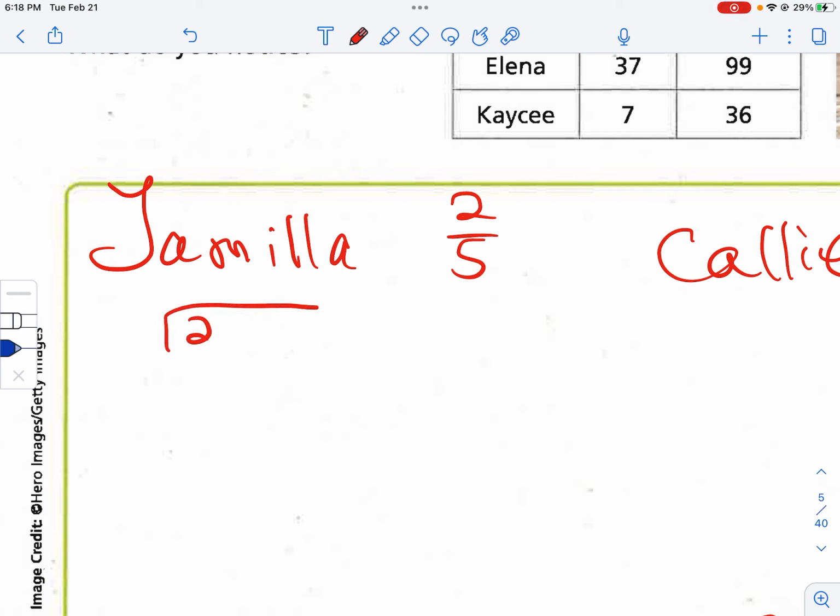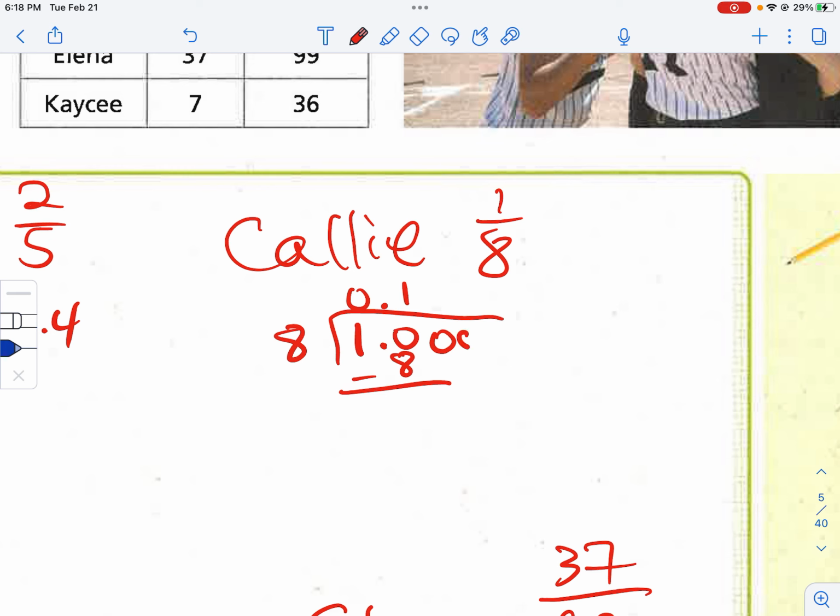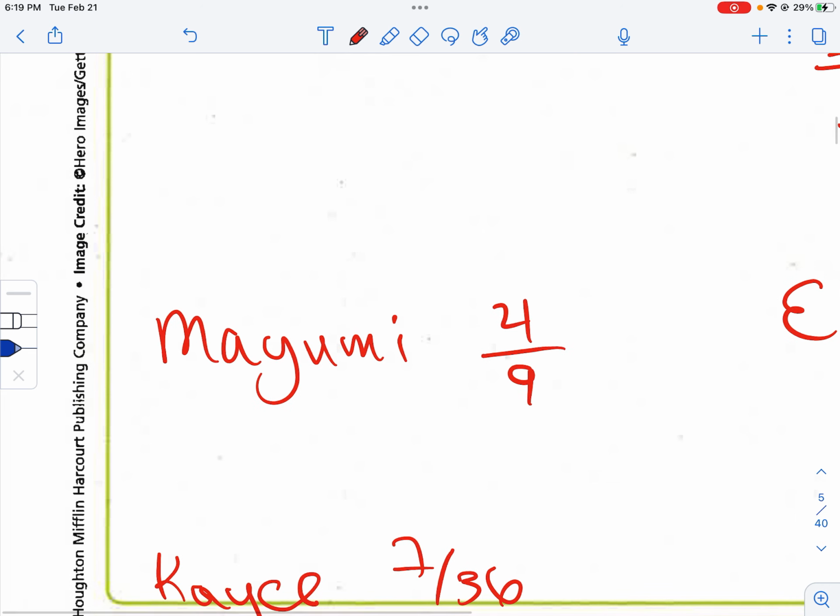I do 2 divided by 5. 5 goes into 2 0 times. It goes in 4. So 0.4. This one, 1 divided by 8. 8 doesn't go into 1. 8 goes into 10 once. Put on some zeros there. That'll get me to 20. 8 goes into 20 2 times. That's 16. That's 4. So 0.125.